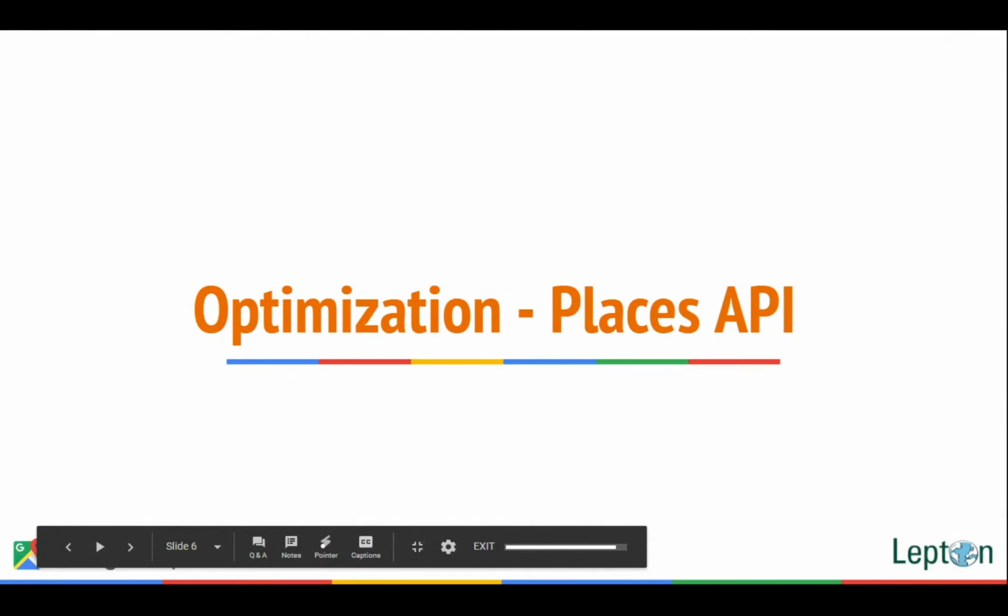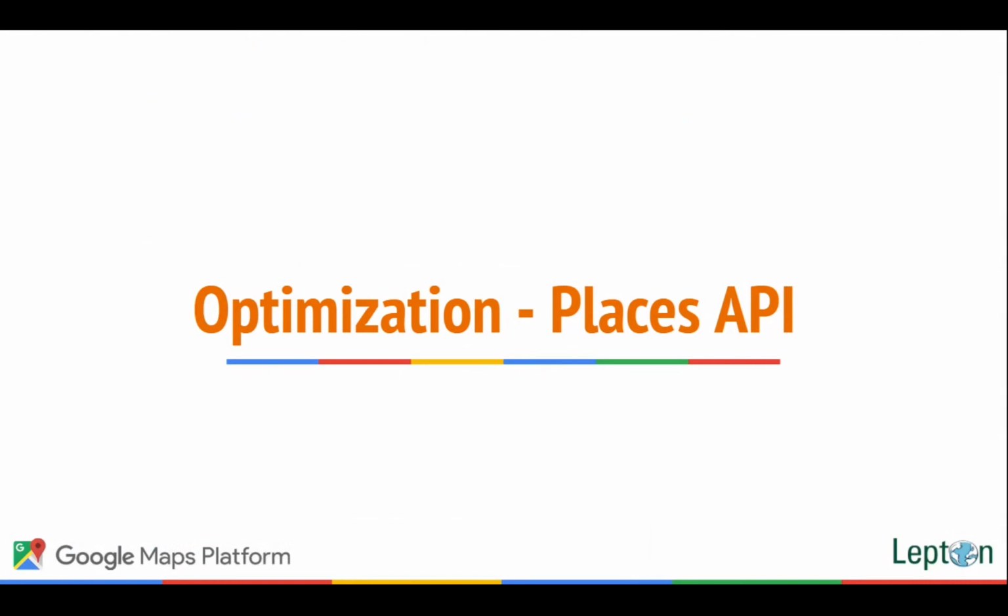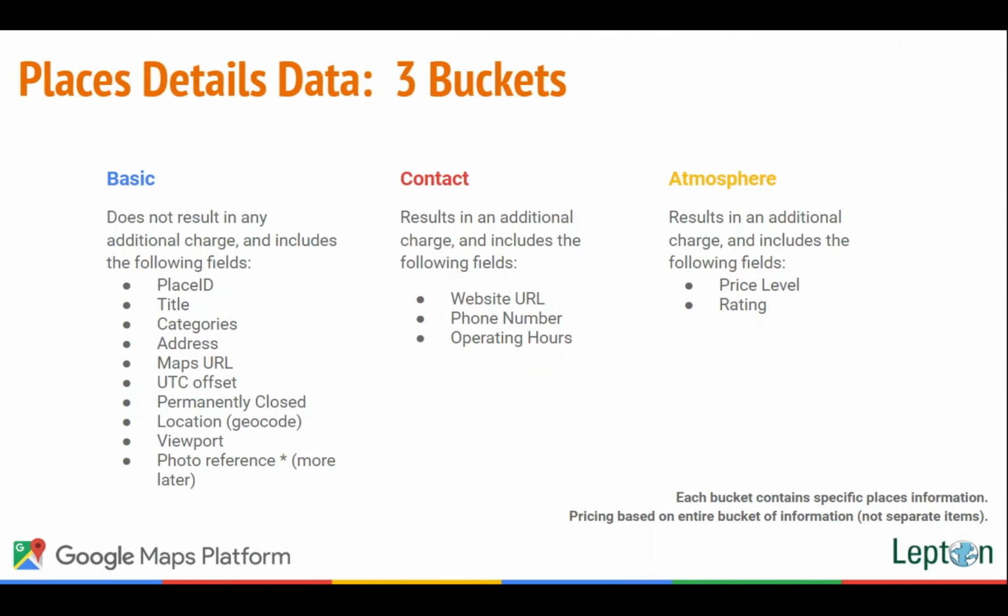So let's talk about how we can optimize usage of Places API. Just to start with, I covered this earlier. The place details data is going to be divided into three categories: basic, contact, and atmosphere. So these are the three categories for places details data.